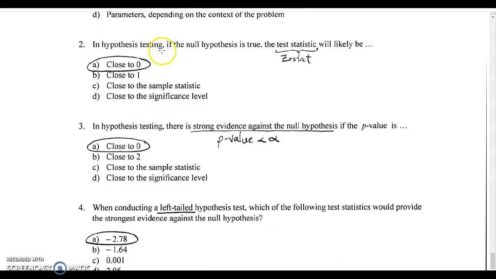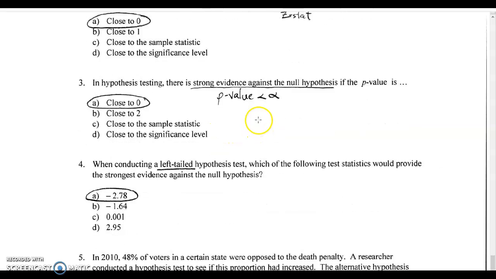Now, in hypothesis testing, if the null hypothesis is true, the test statistic, our z-score that we compute for our p hat, is likely going to be close to 0, which would make it close to the middle, which is where we assume the truth is. The null hypothesis is assumed from past information to be p naught. Our test statistic would be close to that p naught, which is 0 when we change it to a z-score. So the z-score would be close to 0.